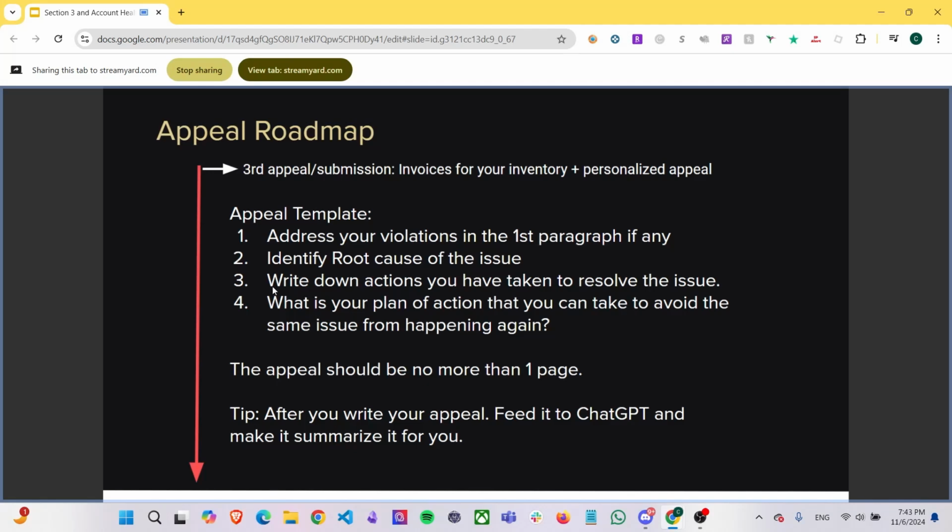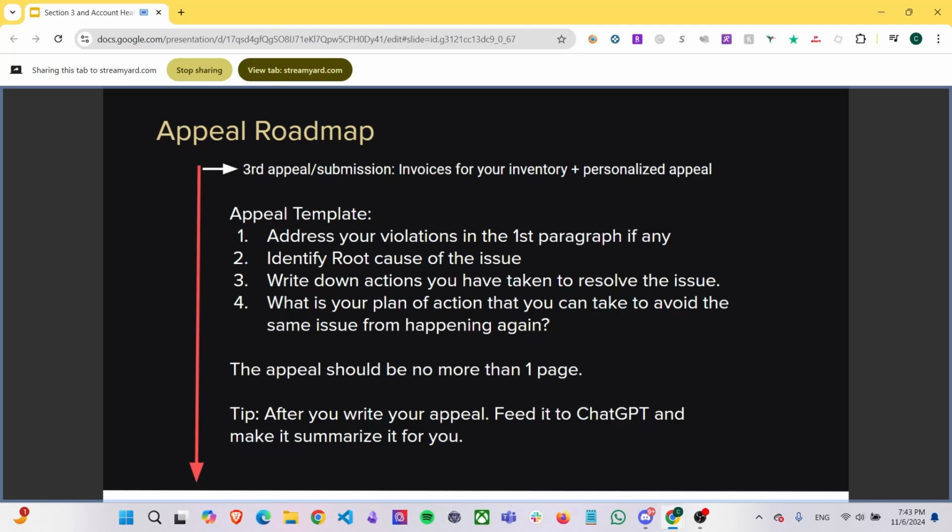Then in the third paragraph, you want to write down the actions you have taken to resolve this issue. If you sourced from RA stores like Marshalls or TJ Maxx before, you only have retail receipts, and retail receipts are never accepted by Amazon in resolving this kind of issue. In section 3, what you can do is tell them you're never going to source from them again. Or you have sourced from liquidators or closeouts.